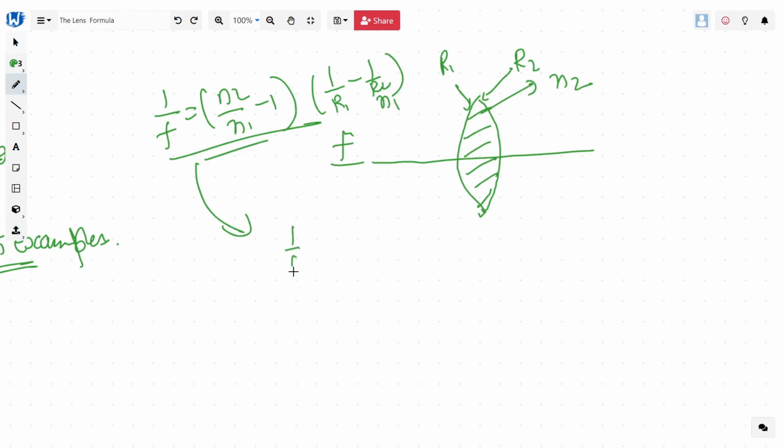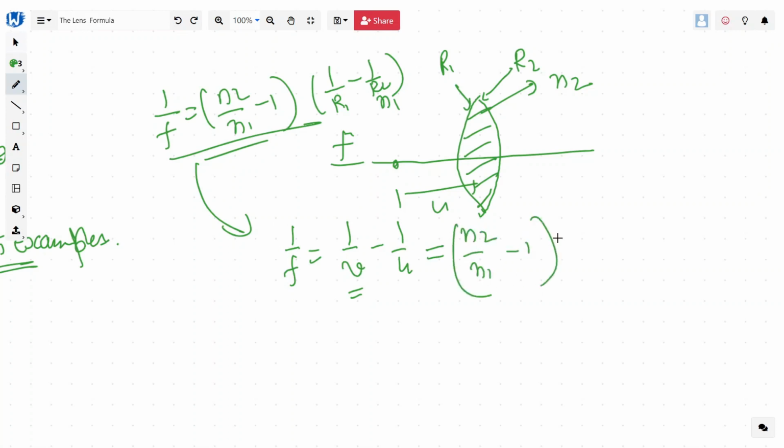We also know that 1 by f is also equal to 1 by v minus 1 by u, where u is the distance of an object from the lens and v is the distance of an image from the lens, right? So 1 by f is equal to 1 by v minus 1 by u, which is also equal to, with the lens maker formula, (n2 by n1 minus 1) into (1 by r1 minus 1 by r2).